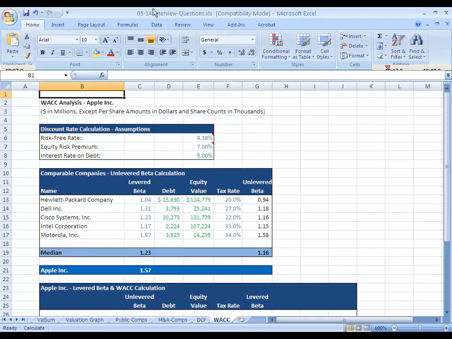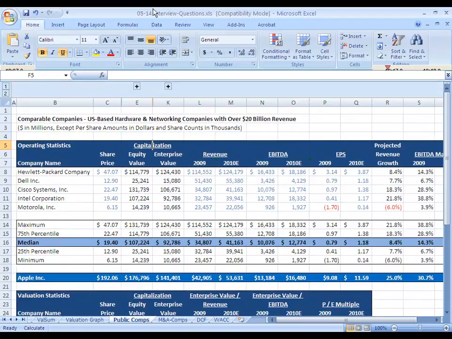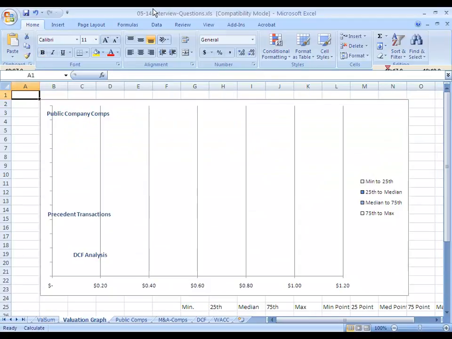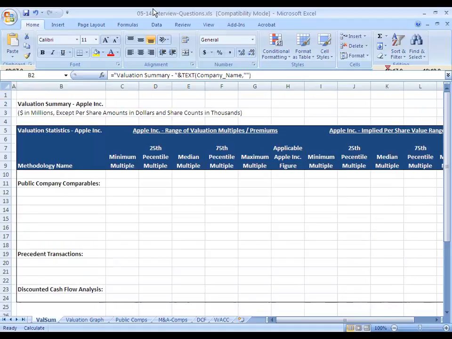Now that we've been through the public company comparables analysis, the precedent transactions, and the DCF and WACC analysis, what we're going to do next is summarize everything we've done in our valuation. So we're going to go back to this valuation summary page, pull in all the data right here, and I'm going to show you how to create a graph that actually summarizes everything visually and makes it easy to present all the information in PowerPoint. So that's what's coming up next.